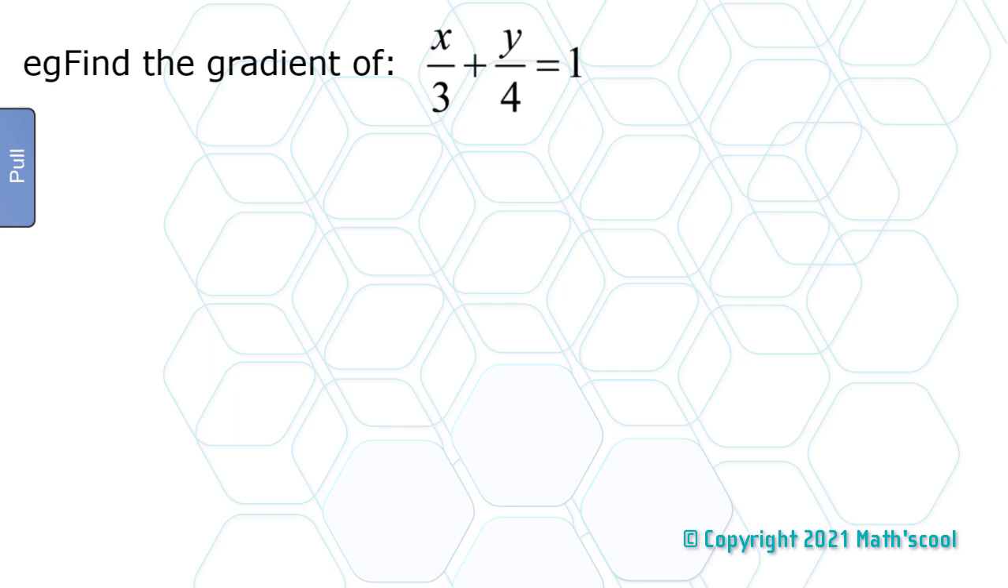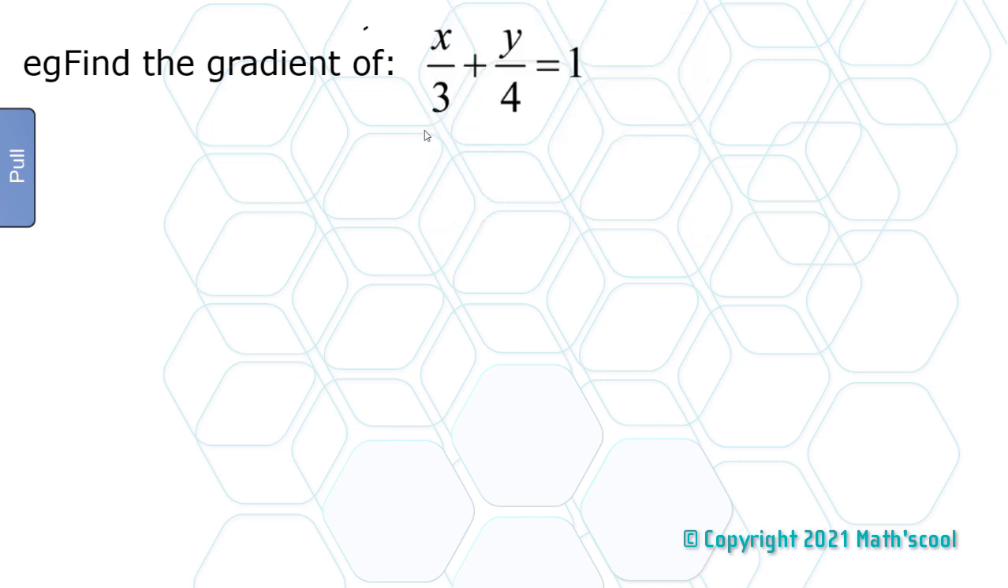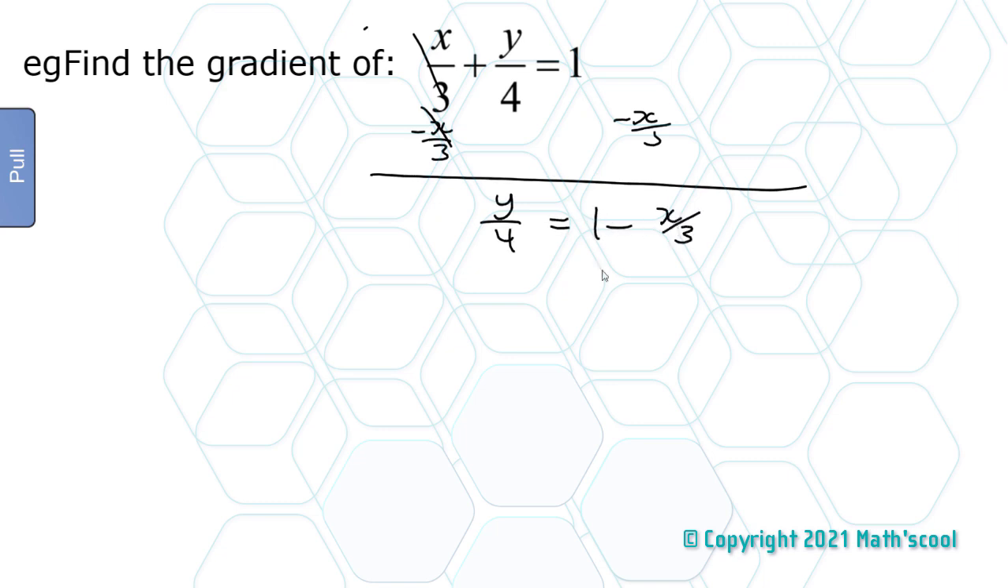Same thing. We're going to have to make y the subject. So let's do the same thing as we did last time. Let's move this x over 3 across, minus x over 3, minus x over 3. That's going to cancel with that. And so it's giving us y over 4 equals 1 minus x over 3. And then let's times it by 4.